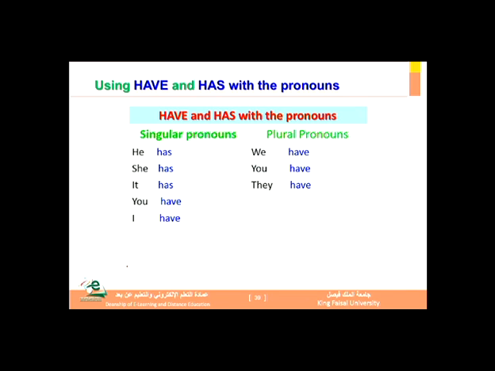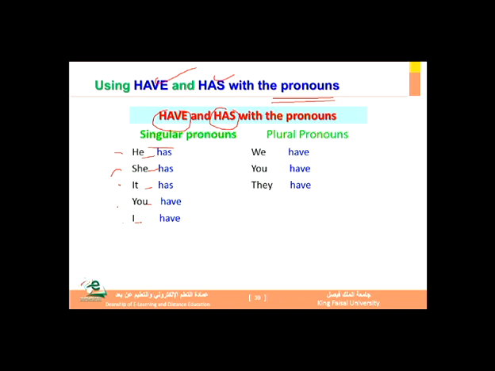Form number one is have, and form number two is has. So we need to see how those forms, have and has, are used with the pronouns. This table gives me all the pronouns that I have in English. So here are the singular pronouns, he, she, it, you, I, basically, and each one is taking one form of verb to have. So with he and she and it, we use has. So he has, she has, it has.